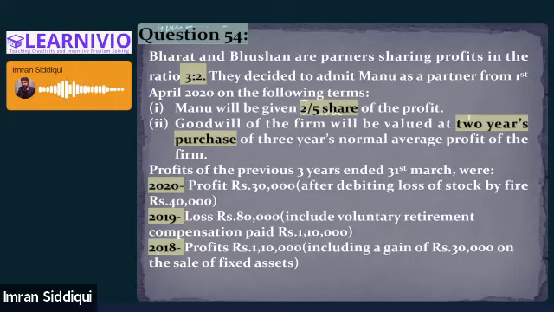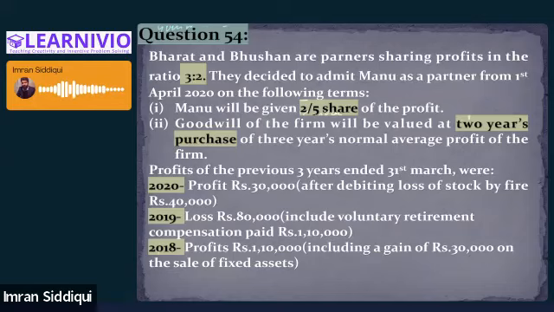See, all this information is not relevant for us for the purpose of the valuation of the goodwill. Who is getting admitted, how much share he has been given, this is not important for the valuation of the goodwill. Next, in point number 2, it says goodwill of the firm will be valued at 2 years purchase of 3 years normal average profit of the firm. Now our question starts from this point on. This is important information. The main question starts from the second point.